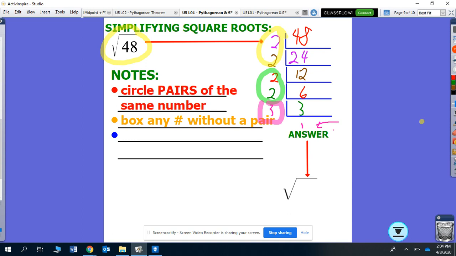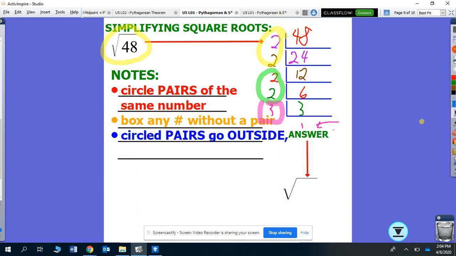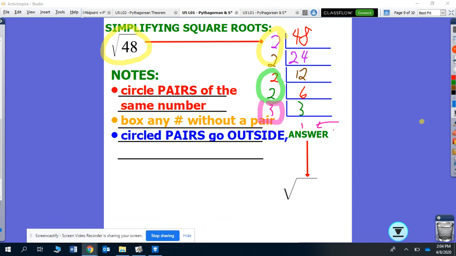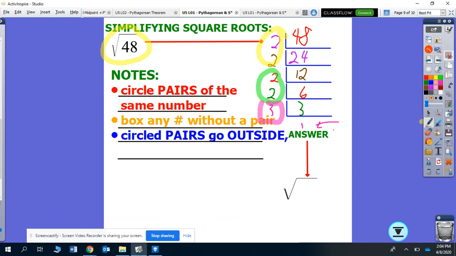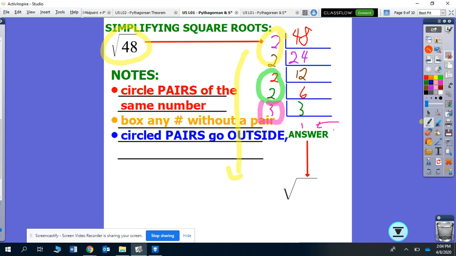Now here's the point in doing this. We're not just doing this to annoy you guys. The point here is that any number that's circled, any pair that is circled, those numbers go on the outside of my radical. What does that mean? Well, what that means is that this circled pair of 2's way up here, so keep in mind, it is the pair, not the two 2's, but that pair of 2's goes on the outside of the radical, meaning that I'm going to write a single 2 on the outside of the radical.